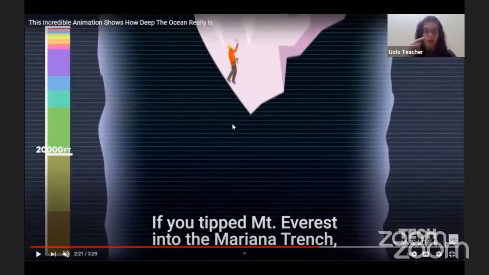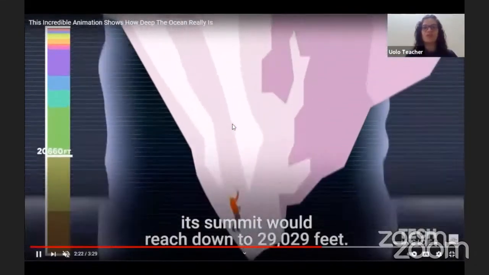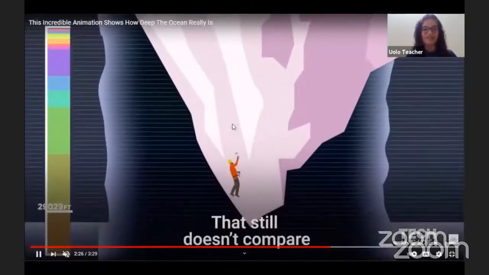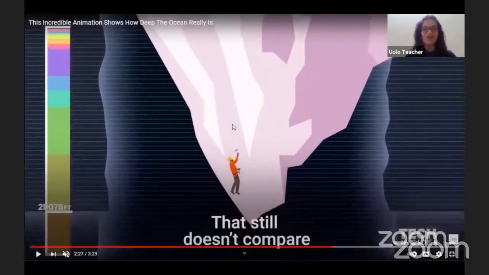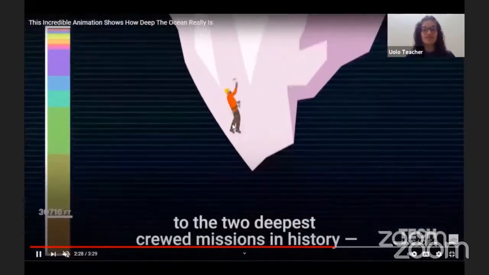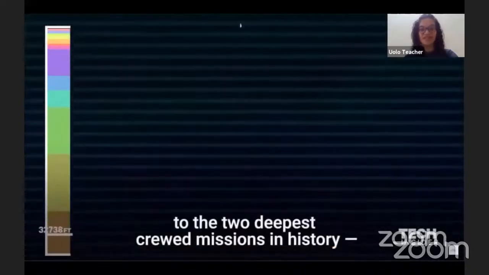Now, if you invert Mount Everest and put it in the ocean, so the tip of Mount Everest would touch the Mariana Trench, the summit, that is the peak of the mountain, would be down up to 29,029 feet. Isn't that a lot? Right? But this still doesn't compare to the two deepest crewed missions that we have taken in history.